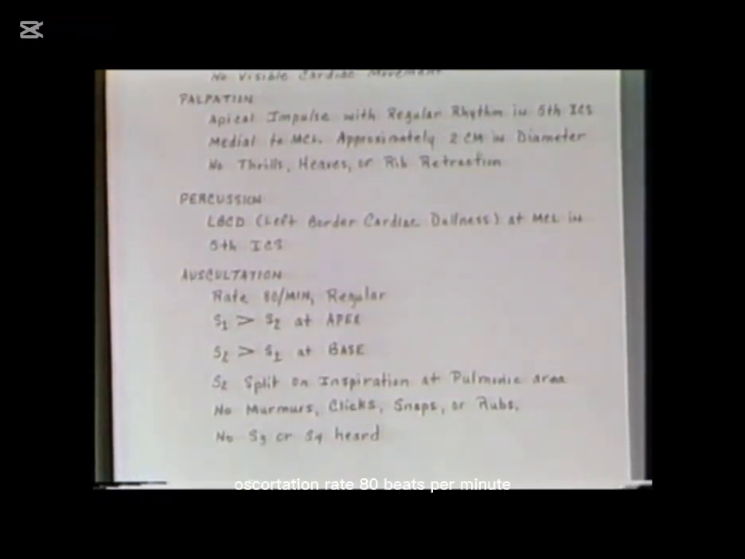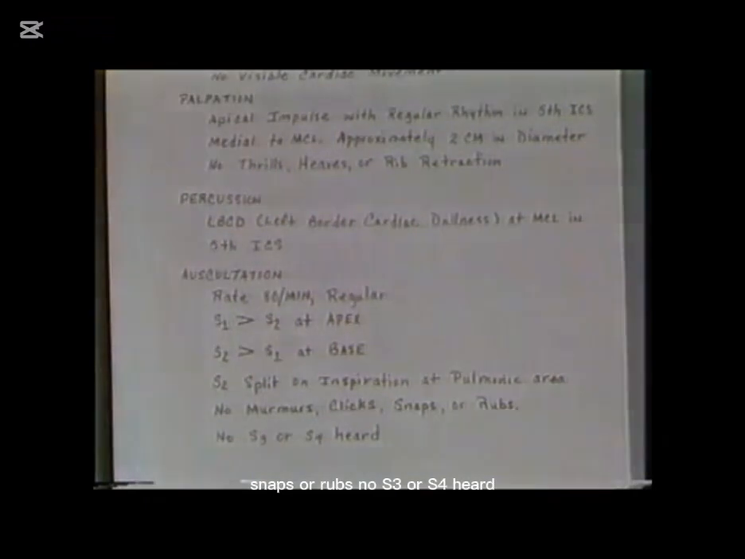Auscultation: rate 80 beats per minute, regular. S1 is greater than S2 at the apex. S2 is greater than S1 at the base. S2 split on inspiration at pulmonic area. No murmurs, clicks, snaps, or rubs. No S3 or S4 heard.